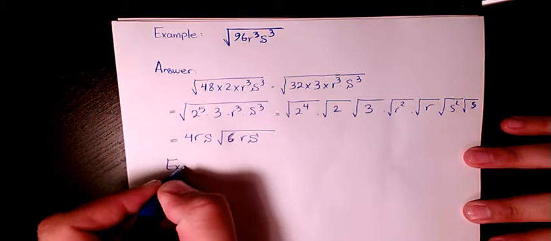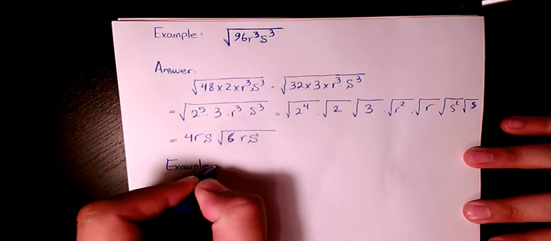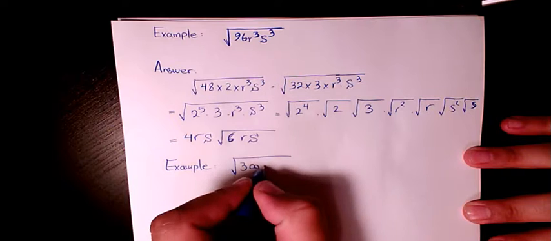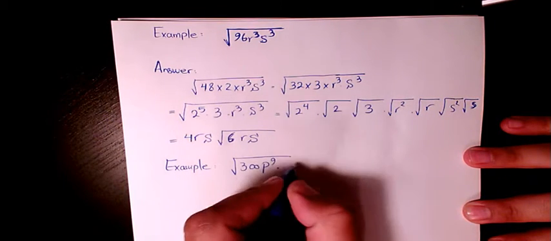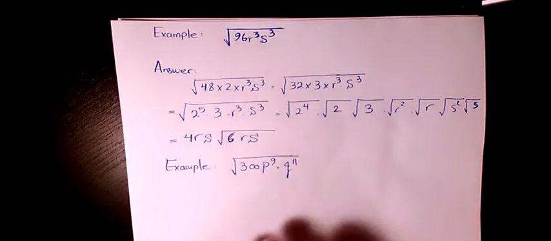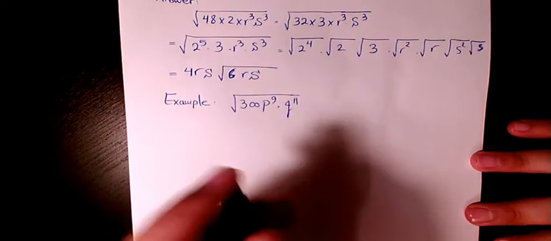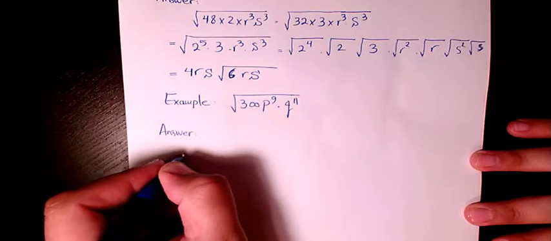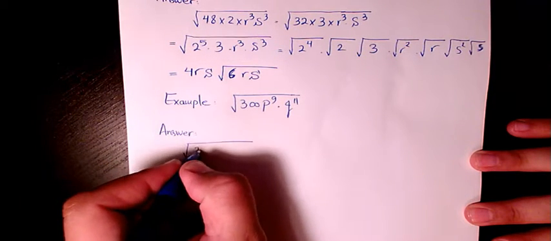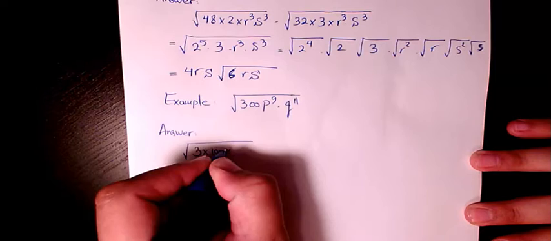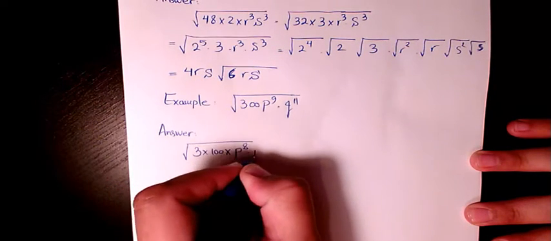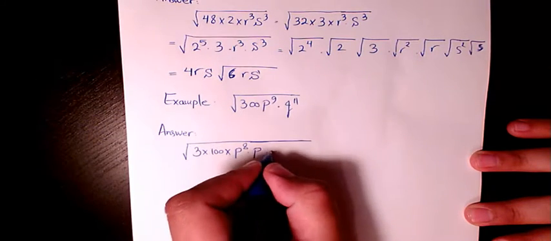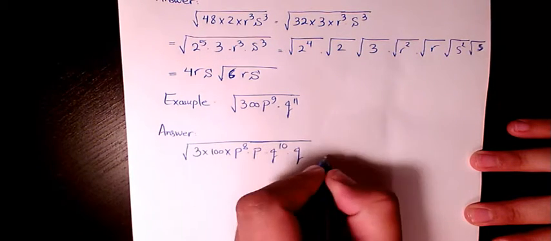Next example is the square root of 300 p to the power of 9 times q to the power of 11. The answer will be 3 times 100 p to the power of 8 times p, which is going to be p to the power of 9, q to the power of 10 times q.